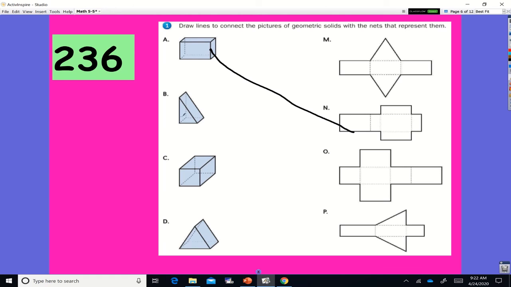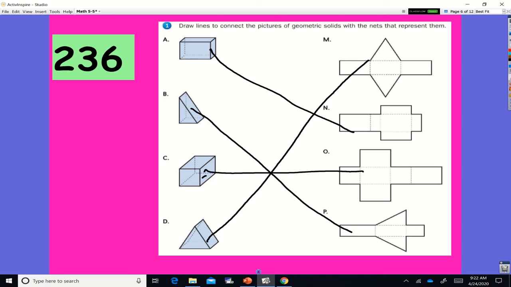Letter B, I have a right triangle here. So I'm going to look, oh, I have a right triangle there. So that's where I'm going to get that one. Letter C, I have 2 squares here. And then I have 4 rectangles. Well, right here I have 4 rectangles and 2 squares. So it's going to go there. Then we have 2 triangles on each side. And then we have our 3 rectangles. So that's got to go there. Make sure you understand how those nets work: all we're doing is taking that 3D figure, and when we unfold it, this is what it gives us.